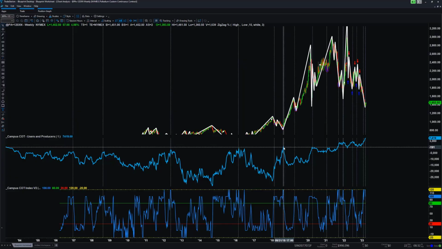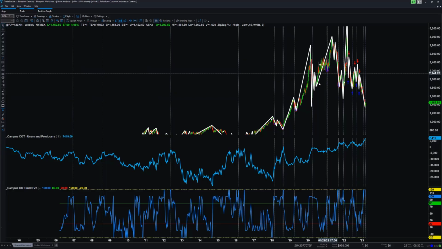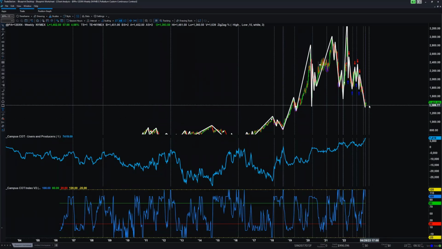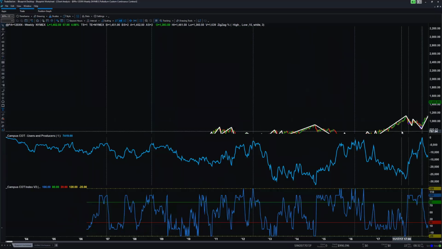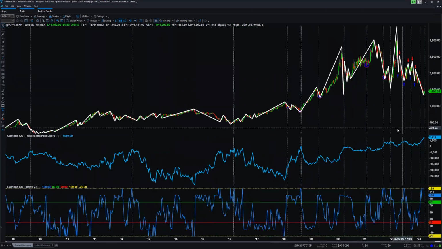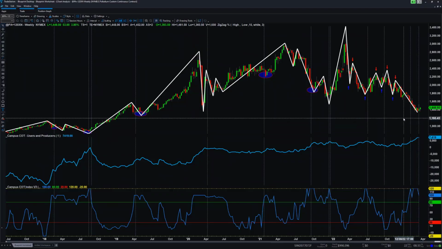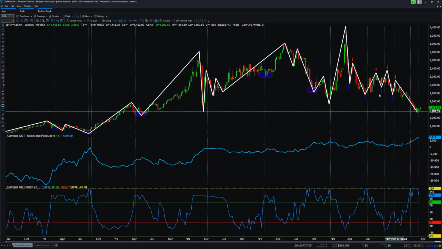So if the commercials are at a historical extreme, eventually price moves higher. How much higher? I have no way of knowing how much higher. For how long? I have no way of knowing for how long. What I do know is that I want to position myself with a long, because we want to follow the smart money. Okay, we want to follow the smart money.